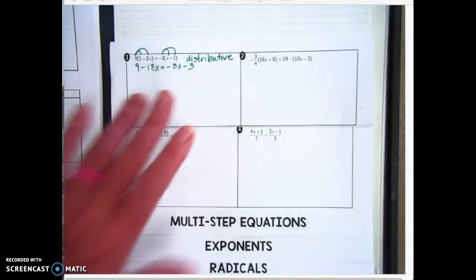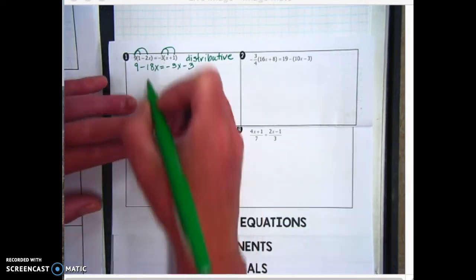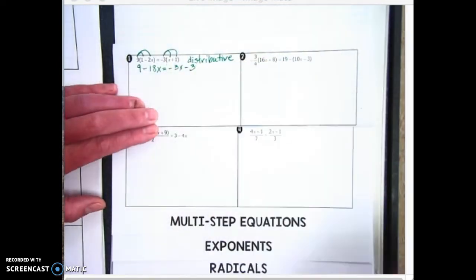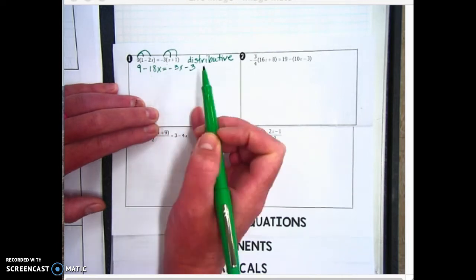Now we want to get our variable on one side or the other. Some people prefer it on the left. Some people prefer it on the right. It doesn't matter which side it ends up on, as long as the x is by itself, and it can't be negative, right? It needs to be positive 1x. So you could either add 18x or add 3x. It's kind of up to you.